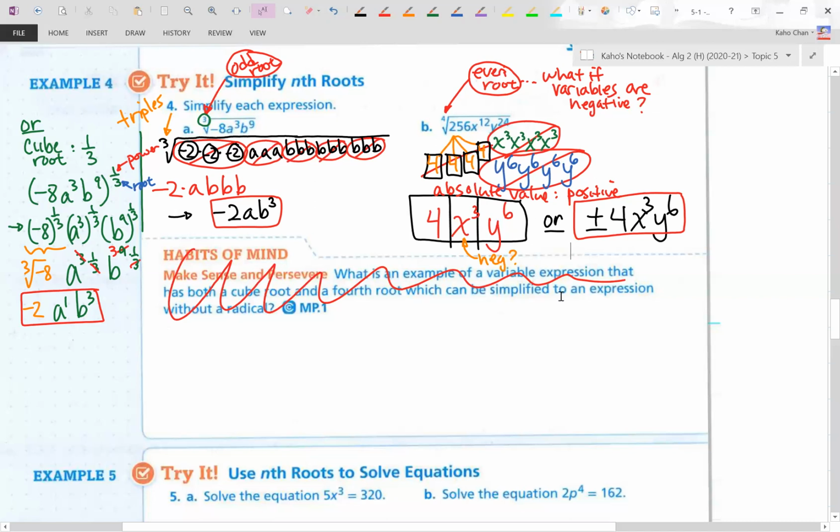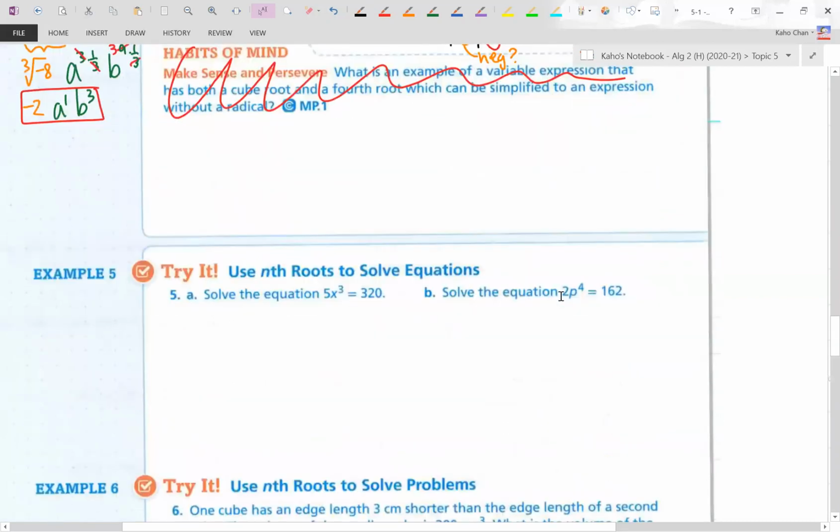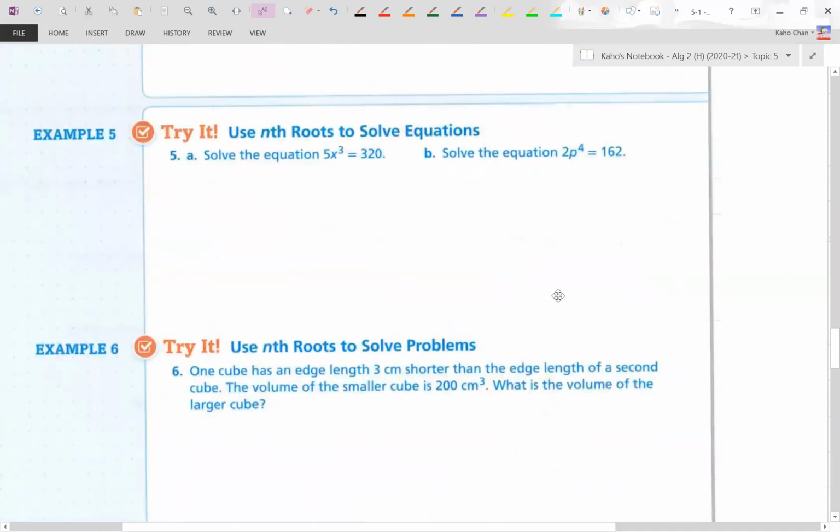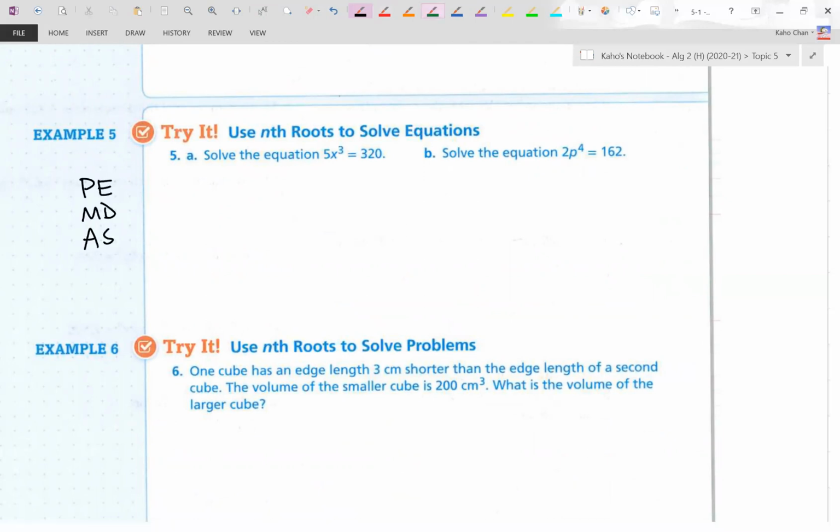All right, let's move on to number 5 here. Here we go. This is definitely a very extensive lesson today. All right, let's go and solve these problems here. We're actually solving for x. You've learned a lot. When it comes to solving, we're still doing PEMDAS backwards. Don't forget that. We're undoing operations. Okay, here we go.